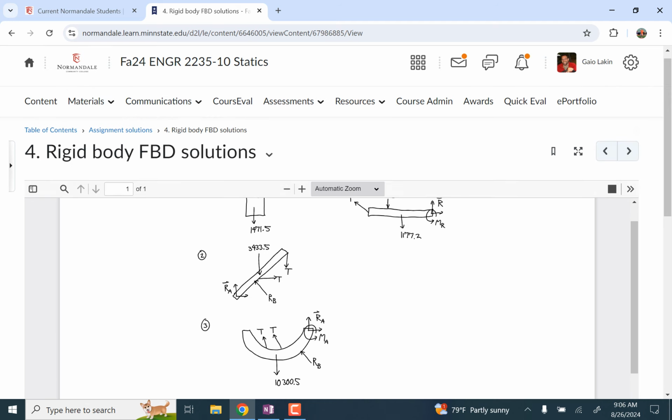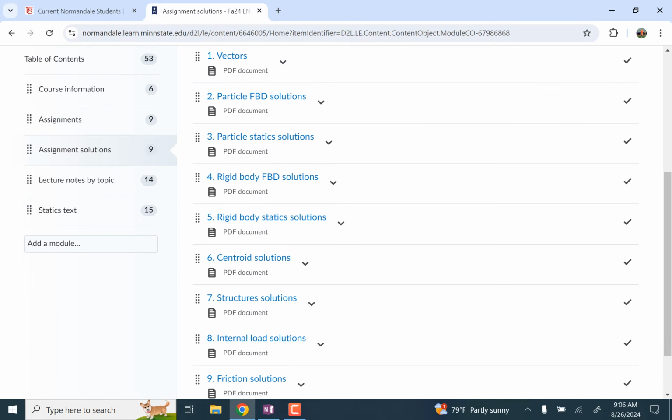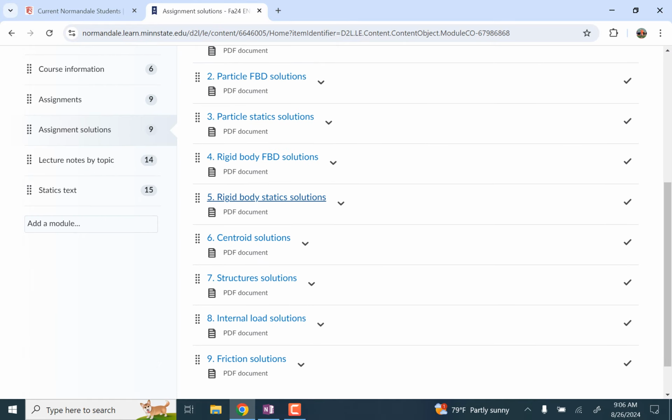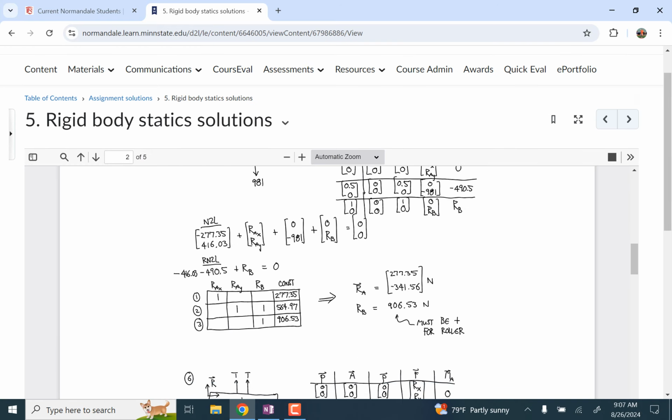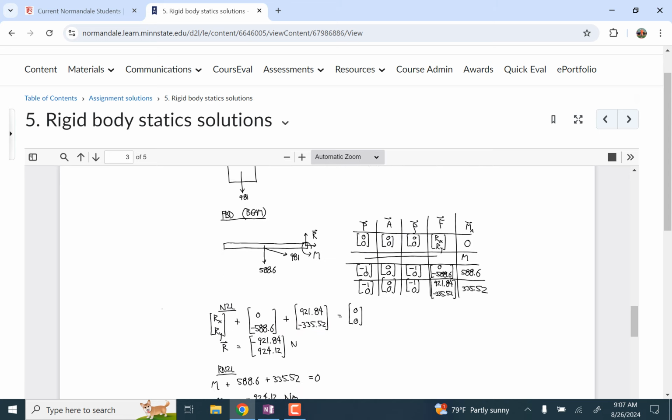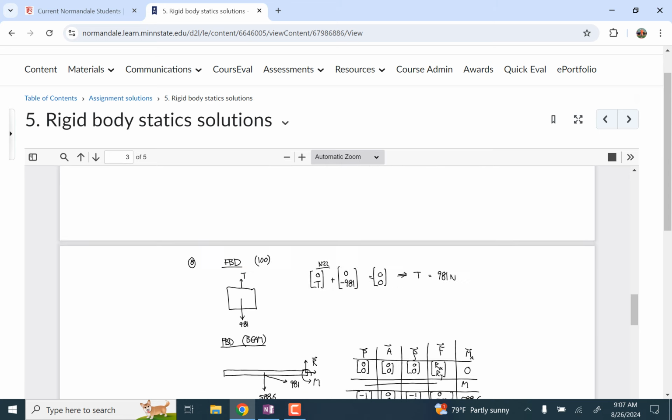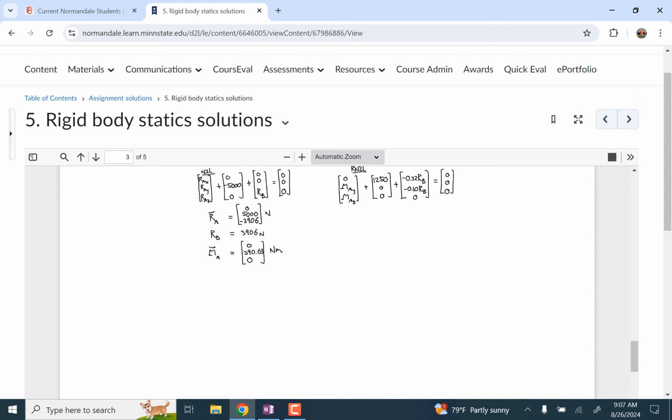Oh, this is free body diagrams. Let me see a different one. So rigid body statics. We know there's 15 of those problems. Let's see how many solutions are up. 1, 2, 3, 4, and then 8. So yeah, there's not solutions to everything, just a selection of them.